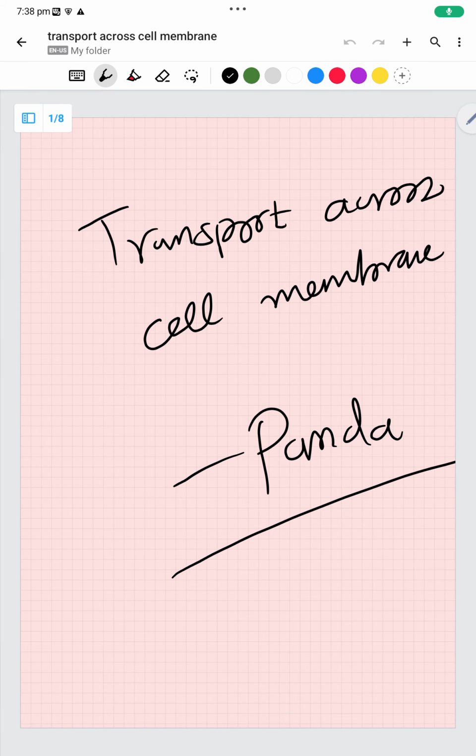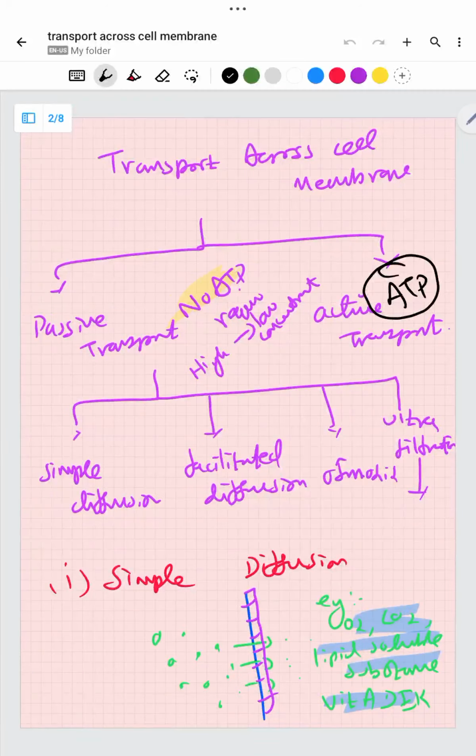Good morning, students. Today என்ன பார்க்க போறோம்னா transport across the cell membrane. Transport across the cell membrane ரெண்டா பிரிச்சுக்கலாம், passive transport and active transport. Passive transport means no ATP required. ATP தேவையே இல்லை, but active transport we require ATP.